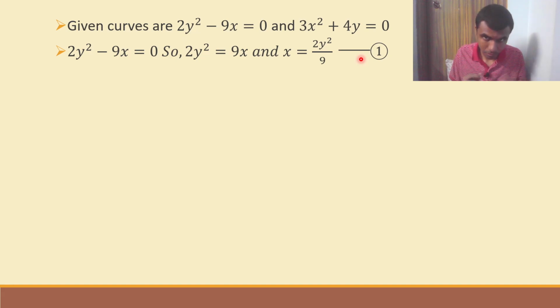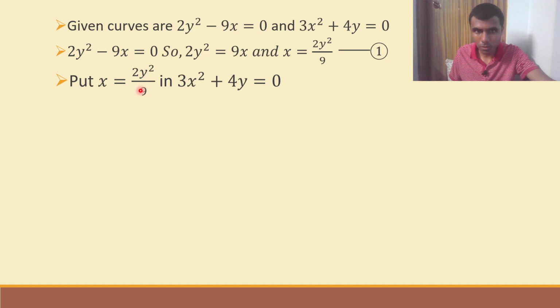So x is nothing but 2y square by 9. I got this from the first equation, which I simplified to x is equal to 2y square by 9. Now just put this in the second equation, 3x square plus 4y equal to 0, so that my entire equation is converted to y and I can get the value of y.